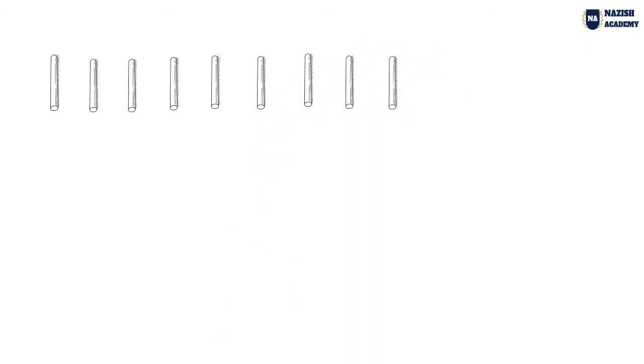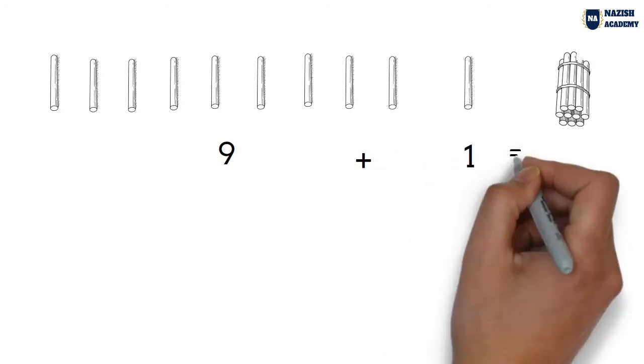1, 2, 3, 4, 5, 6, 7, 8, 9 sticks and one more stick. 9 sticks and one more stick is equal to 10 sticks. It means 9 plus 1 is equal to 10.